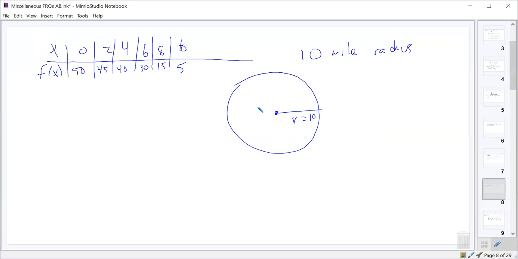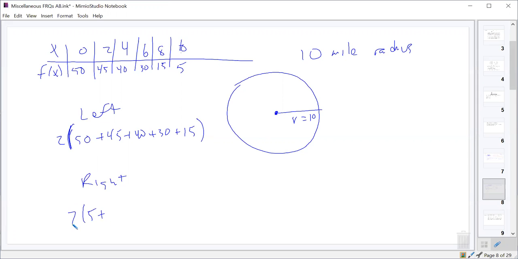So all we need to do then is our Riemann sum. We'll start with the one from the left: 2 times, since all of these are equal, 50 plus 45 plus 40 plus 30 plus 15. This is on the left. And then on the right, it'd be 2 times 5 plus 15 plus 30 plus 40 plus 45. But what do we need to multiply each of these things by?